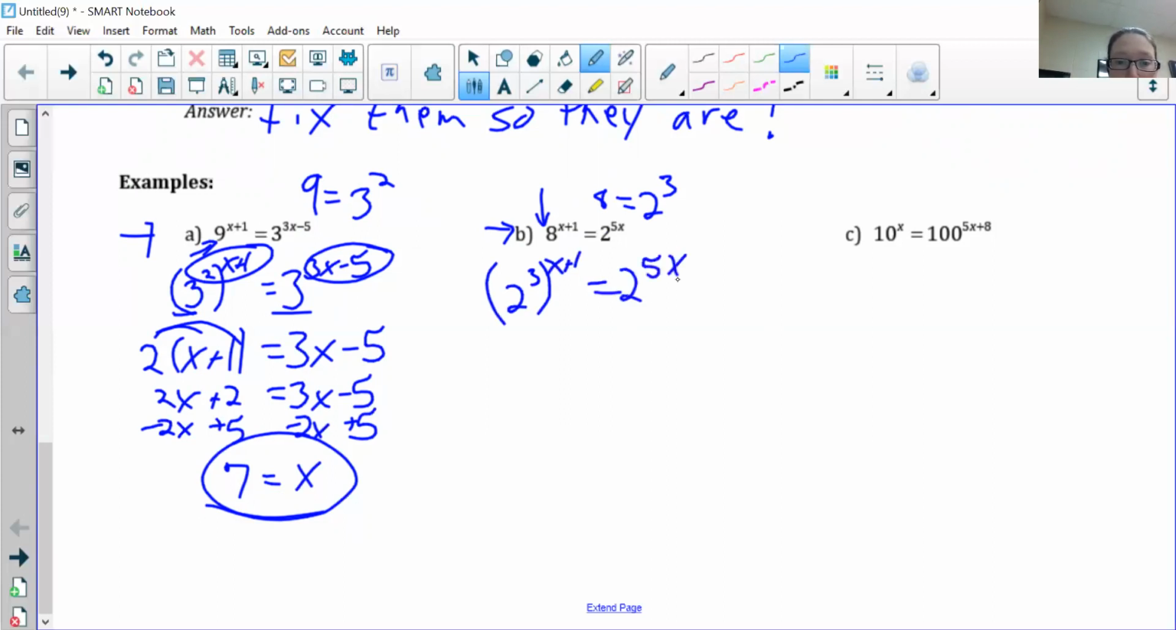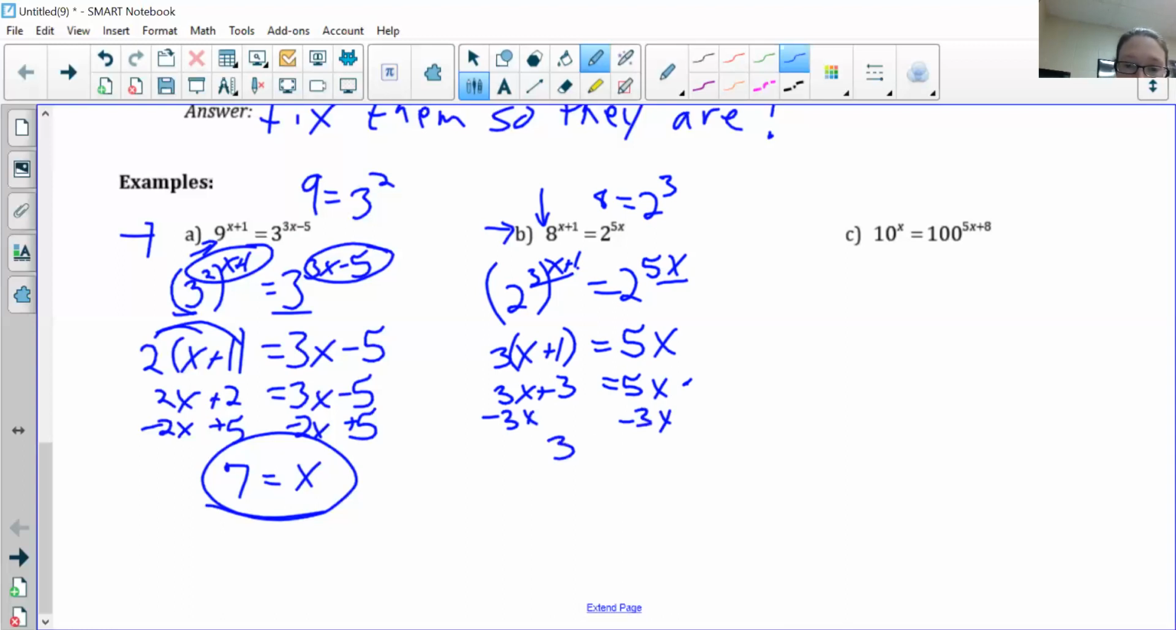Now we have the same bases, so we set our exponents equal to each other. Remember, power to a power means multiplication. So 3 times x plus 1 is equal to 5x. So 3x plus 3 equals 5x. Bigger x is on the right, so I'm going to move my 3x. So minus 3x, minus 3x. So 3 is equal to 2x. So x is equal to 3 over 2.